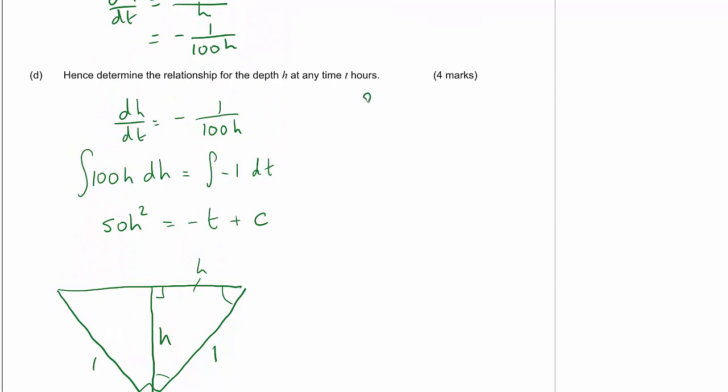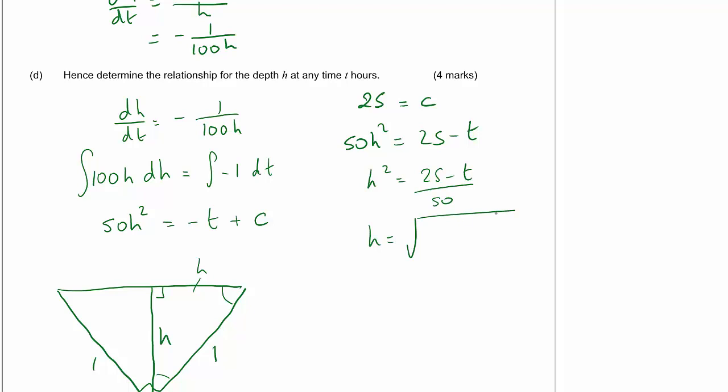So that would give me 25 is equal to c. So 50h squared is equal to 25 take away t. So h squared is going to be 25 take away t over 50, and therefore h is going to be the square root. It has to be the positive square root because it's a distance. Take away t over 50.